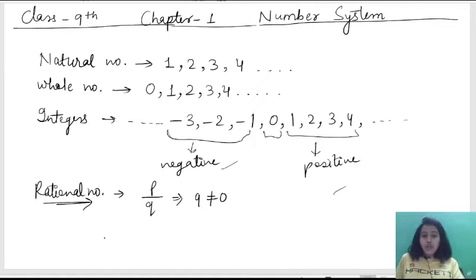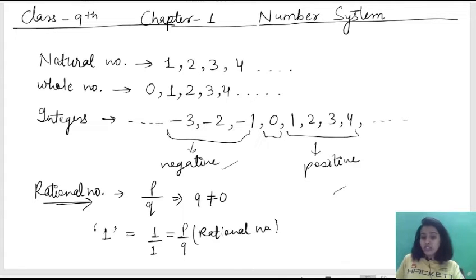So if I say are natural numbers also rational numbers? Yes, right? How? Because 1 is a rational number. Why am I saying 1 is a rational number? Because 1 can be written as 1 upon 1, right? Which is in the form of P upon Q, right? So it is a rational number. So in short we can say all the natural numbers are rational numbers, all the whole numbers are rational numbers, integers are rational numbers, right?